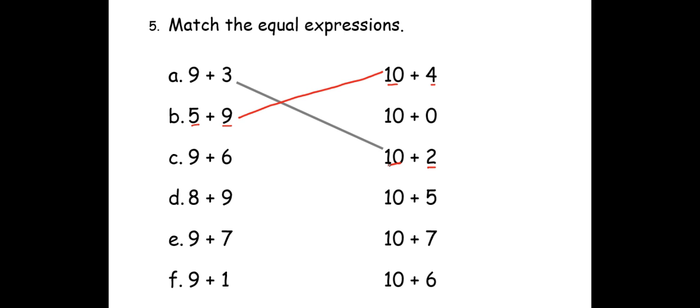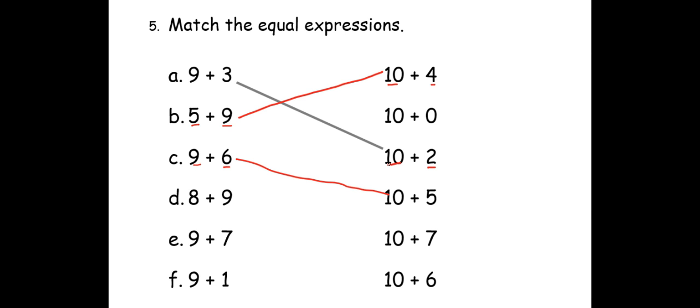We'll do the same thing for 9 plus 6. If I want to make my 10 first, I would take 1 away from the 6, that would leave 5. Put that 1 with the 9, and that gives me 10. So 9 plus 6 is the same thing as 10 plus 5.